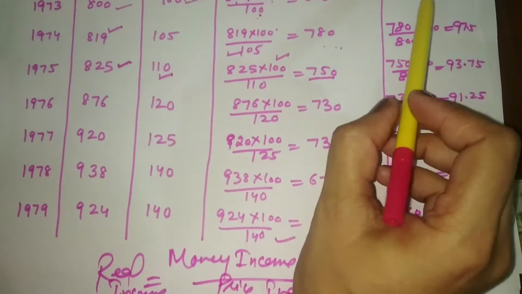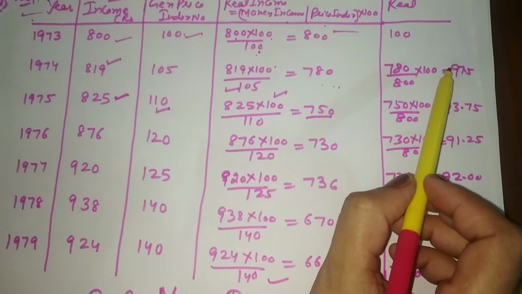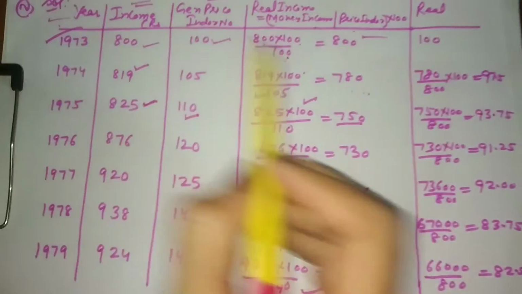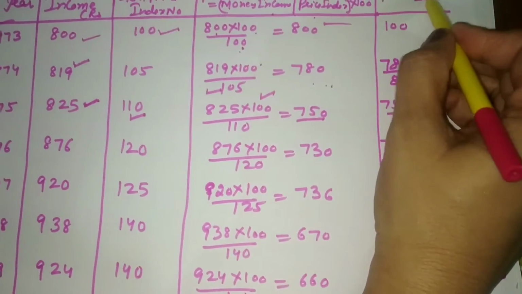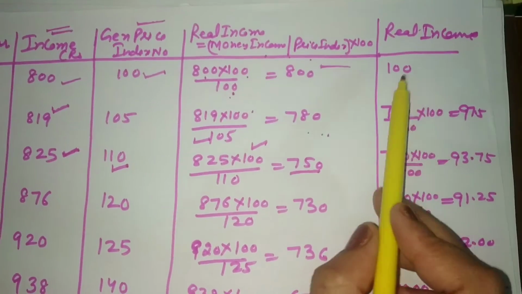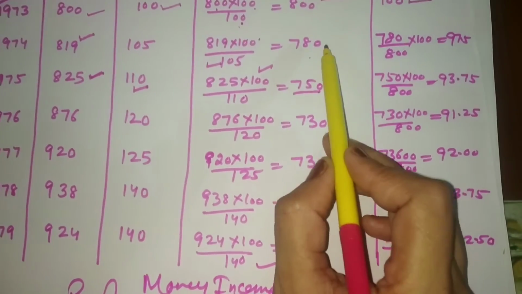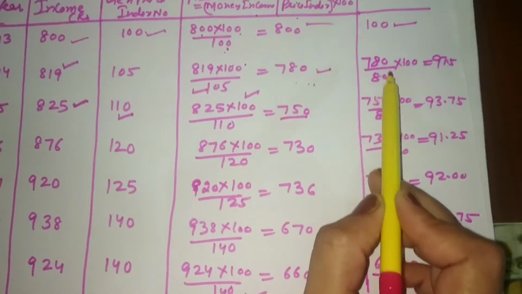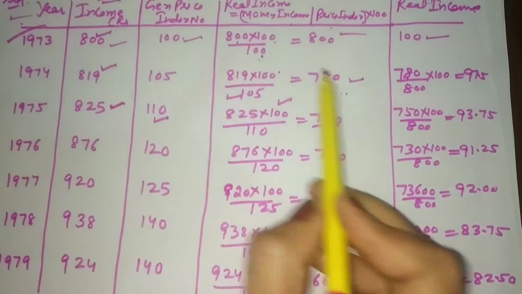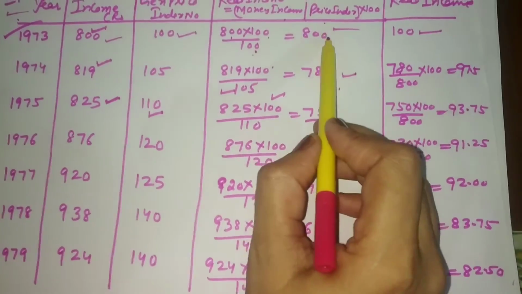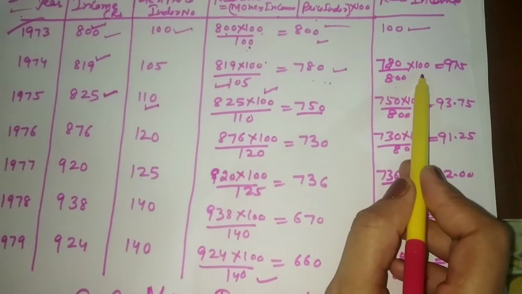Right? The next question is the index number of real income with 1973 as the base year. If we are taking this as the base year, then what is the index number of real income? If we are taking a particular year as the base year, the base year I am taking as 100. The formula will be: for 1973, it is 100. For 1974 we are taking 780 divided by the base income, that is we are taking real income, 800 into 100.